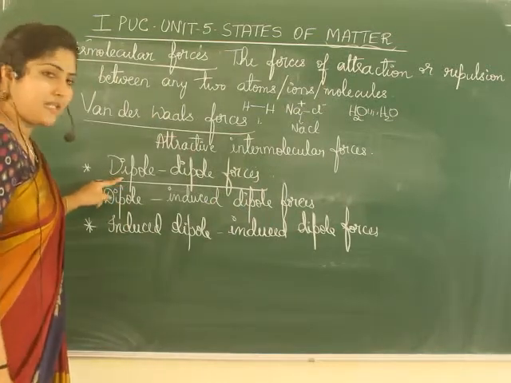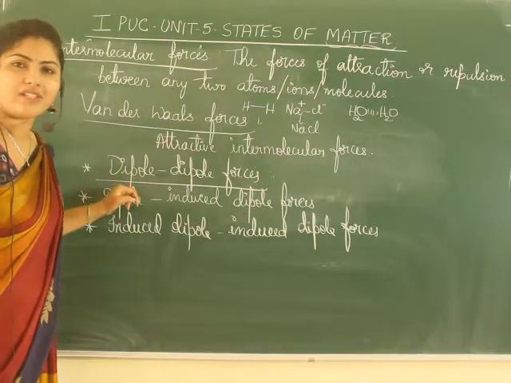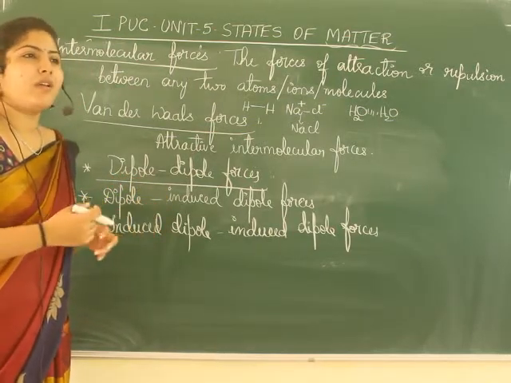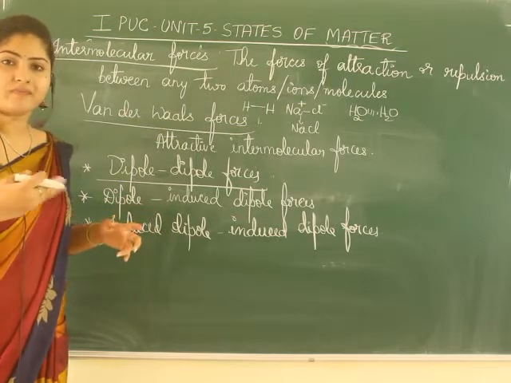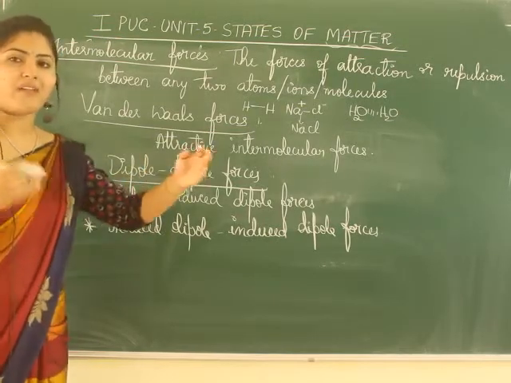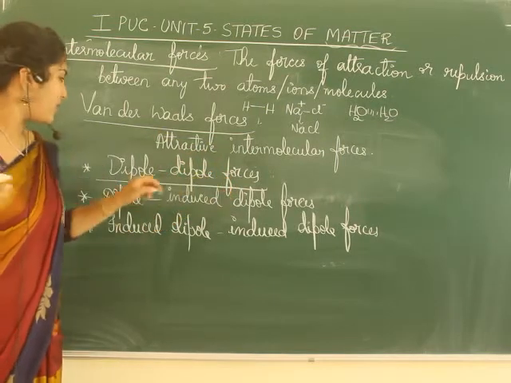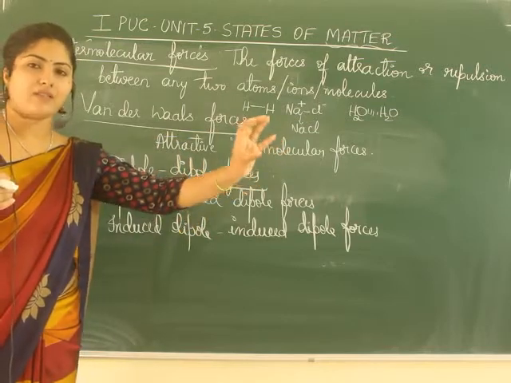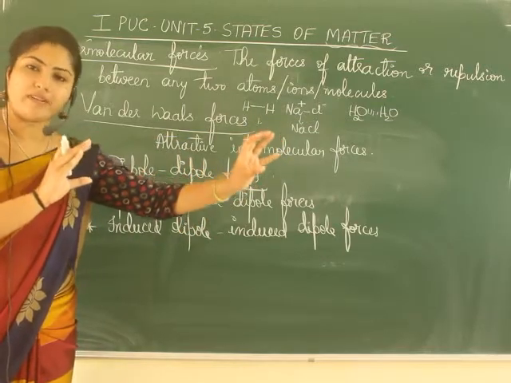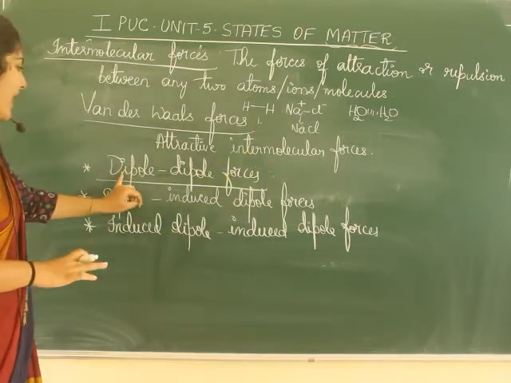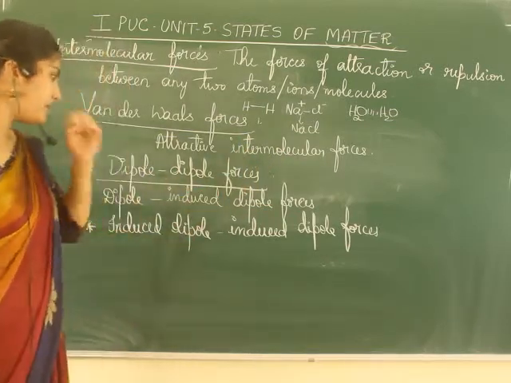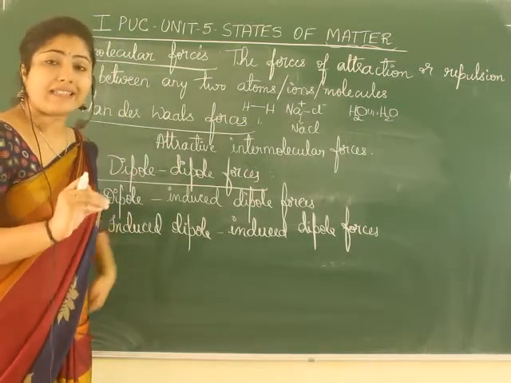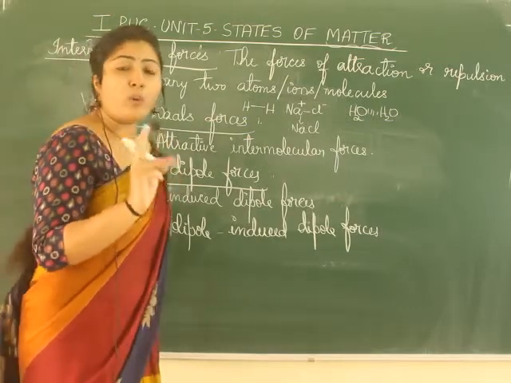What do you mean by dipole? D-I, not D-I-E. So D-I-P-O-L-E, pole. Pole means, for example, we say North Pole, South Pole. Here dipole means positive and negative end. So dipole means which has two ends. One end is of positive we consider, the other one of negative we consider. Clear? So dipole forces means the force of attraction that exists between the two polar molecules.